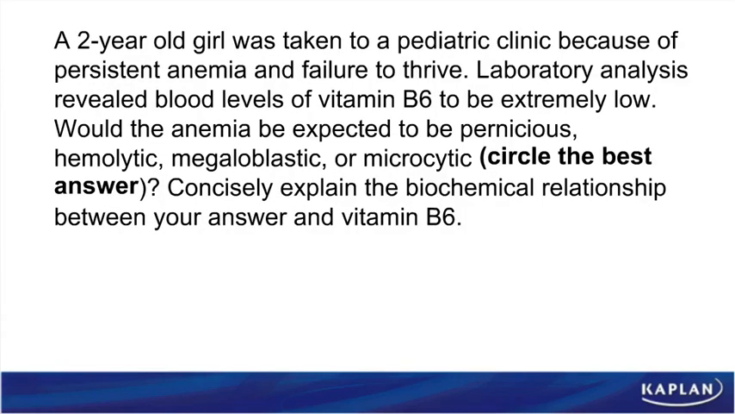A 2-year-old girl was taken to a pediatric clinic because of persistent anemia and failure to thrive. Laboratory analysis revealed blood levels of vitamin B6 to be extremely low. Would anemia be expected to be pernicious, hemolytic, megaloblastic, or microcytic? Circle the best answer. Concisely explain the biochemical relationship between your answer and vitamin B6.